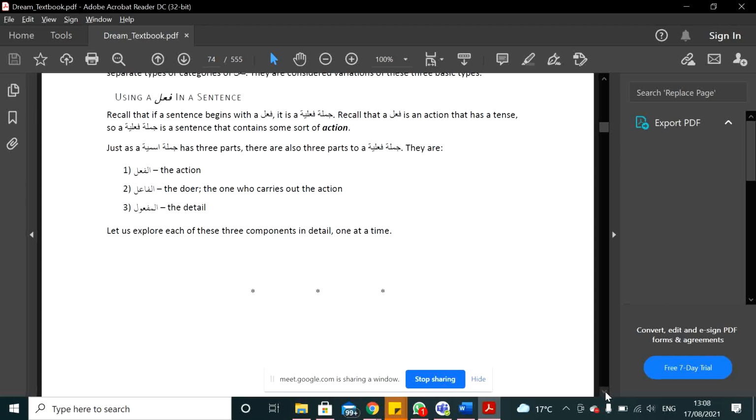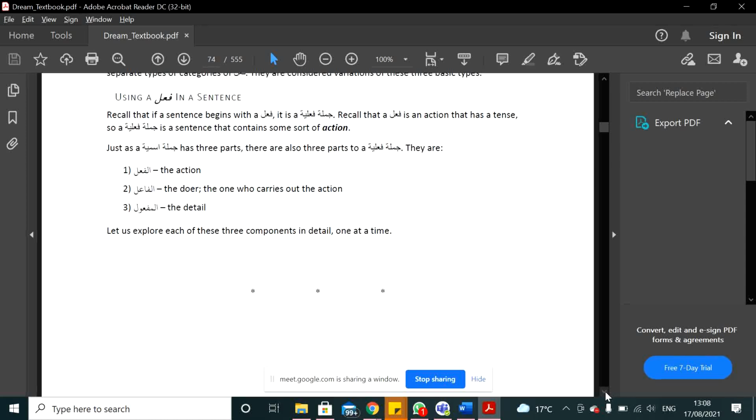So we know that when we are studying jumla ismiya, we said if a sentence is starting with an ism, it's a jumla ismiya. But if a sentence is starting with a fail, it's a jumla failure. Since in jumla ismiya we have the mubtada, khabar and muta'alliq bil khabar, now in jumla failure we have al-fail, which is the fail as an action, al-fa'il, I mean the one who is doing the action, and maf'ul is about the action. It is the detail about the action.